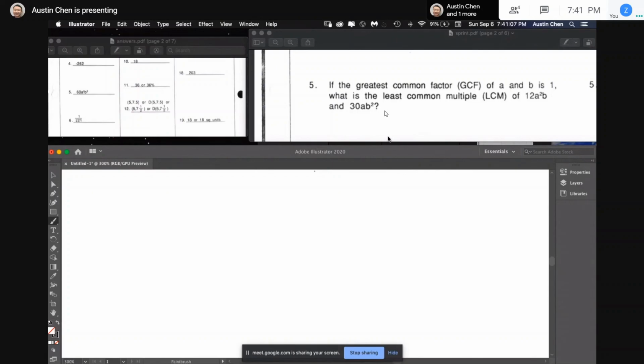But if it was on the USAMO, and it wanted you to prove that for all A and B where the GCF is 1, the LCM of that stuff is something, then you'd have to write a full proof, and you can't just assume a few values of A and B and plug them in, right? But because it's MATHCOUNTS, they just want you to find one value. You can just assume values of A and B.